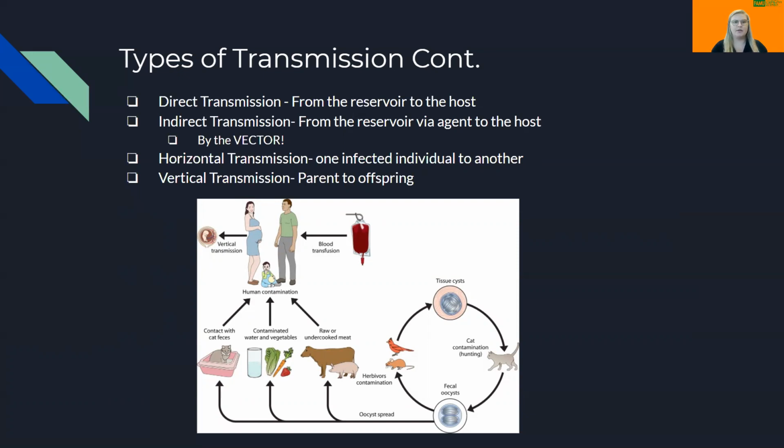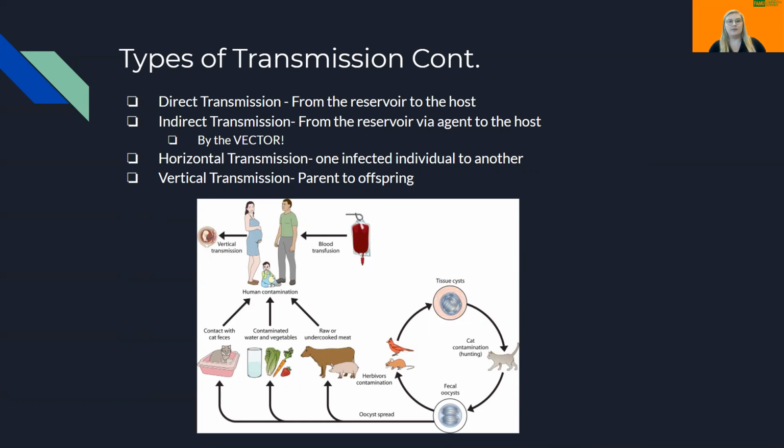So indirect transmission is from a reservoir via an agent to the host. So such as a vector. So say a mosquito comes and takes blood from me and then takes it to you and then bites you. Now that vector, if I had a disease, is now going to give you the disease through the vector.